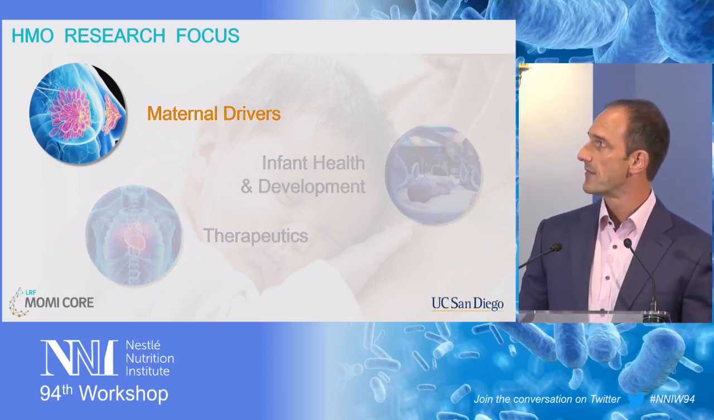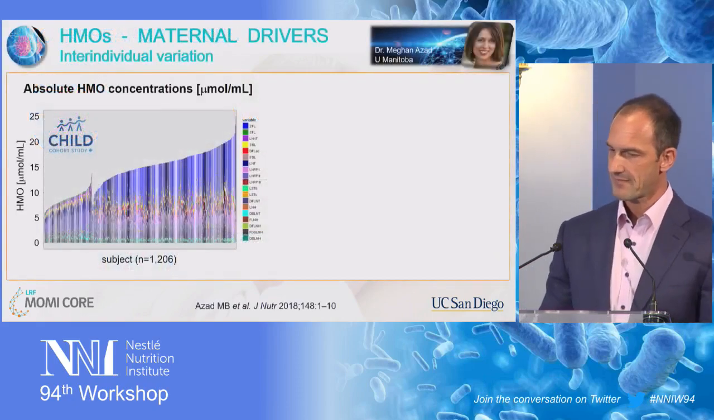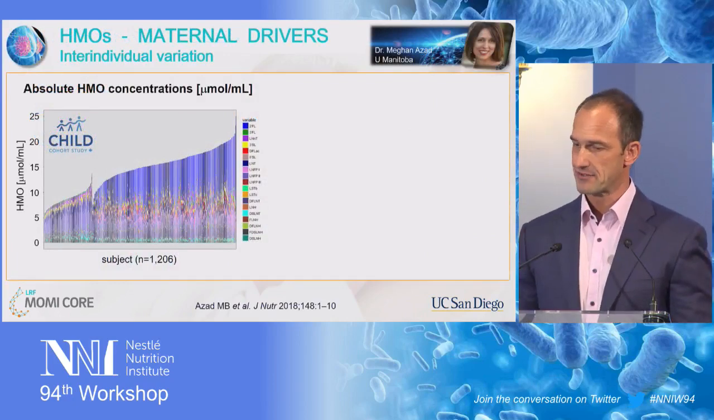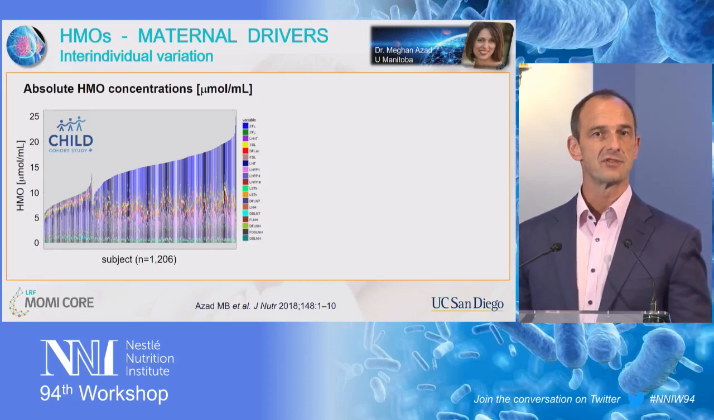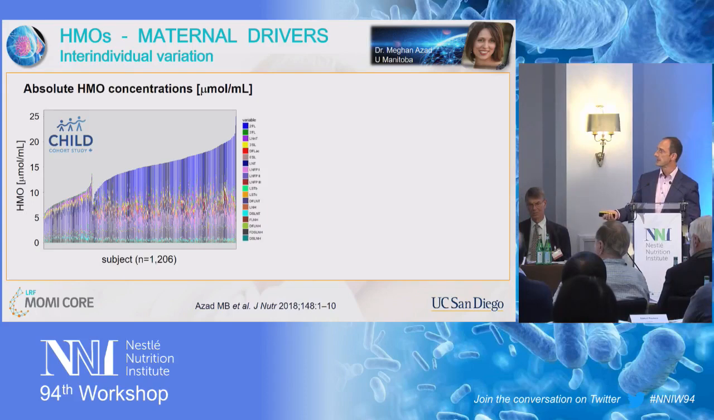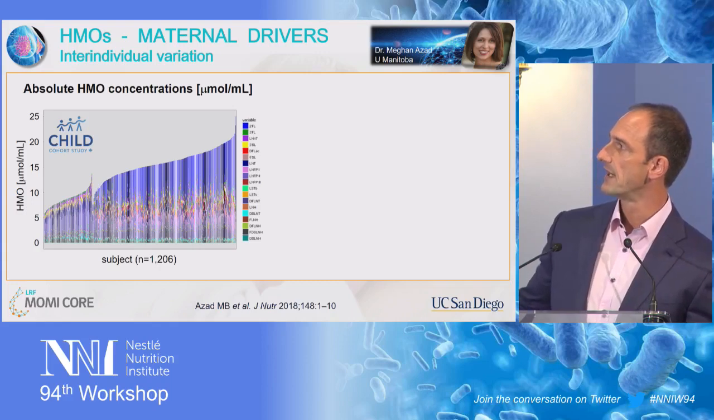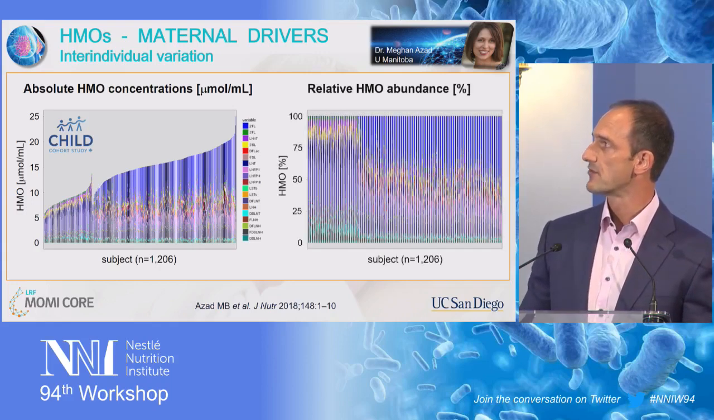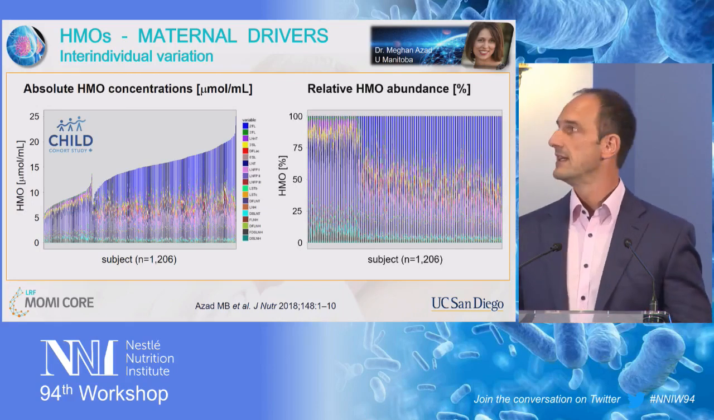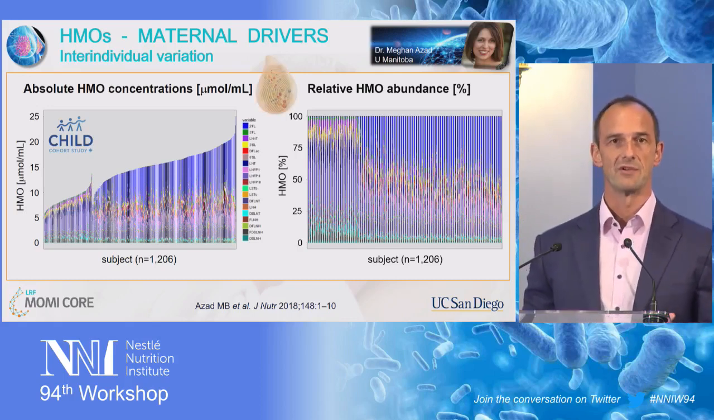So let's take a look at the maternal drivers first. If you look at this slide, this is data from the child cohort in Canada. It's about 1,200 subjects where we have oligosaccharide data for. And you see down on the bottom here, every bar is a different subject. And on the y-axis, you have in different colors the concentrations of different oligosaccharides. That looks very different, right? There is low amounts in these samples, very high amounts in these samples. And even if you look at relative abundance, so you set it all to 100%, the pattern looks very different from mom to mom. So like I said, this is like a thumbprint almost.